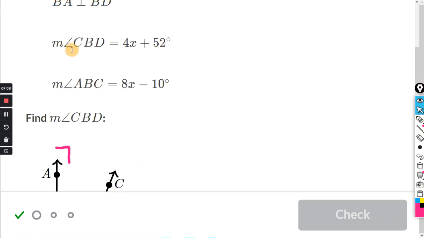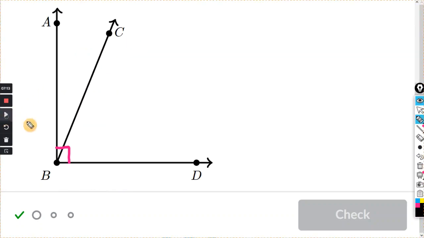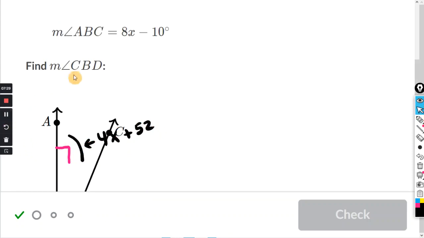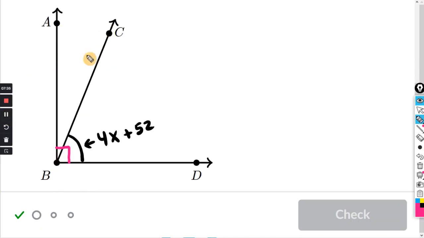All right, it says measure of angle CBD is 4x plus 52. Okay, right here is CBD. So this angle is 4x plus 52. Angle ABC is 8x minus 10. So ABC is this one right here. That's going to be 8x minus 10.